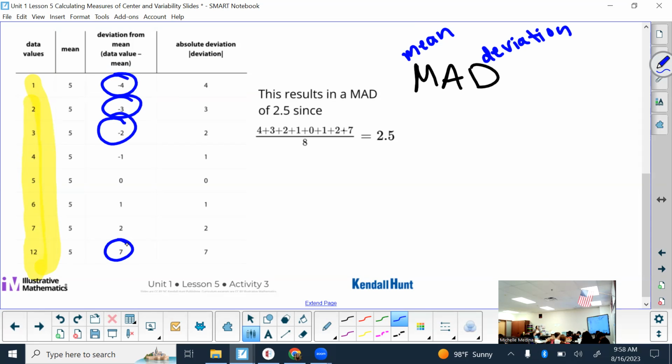So that's how we're getting the deviation. And it also helps you in the table too. It says data value minus the mean. Okay, so that's our deviation. Questions on deviation? Kind of like difference from the mean. And then A stands for absolute value.